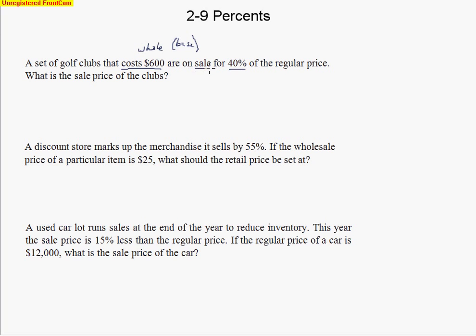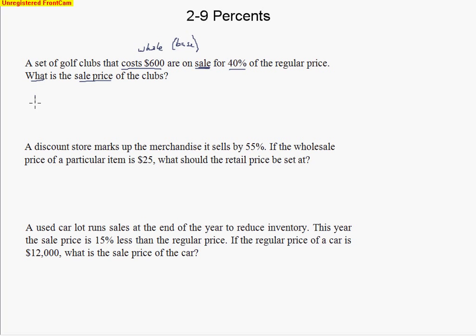So they're on sale, which means we're going to reduce this amount by 40%. They want to know what the sale price is. Well, there's a couple of ways to do this problem. Basically, we're going to find a part, and once we find that part, we can subtract it from the total. So we could set it up this way.